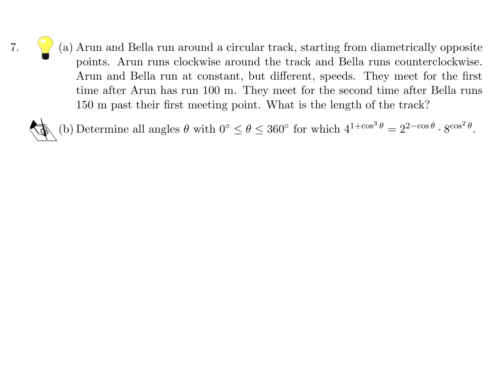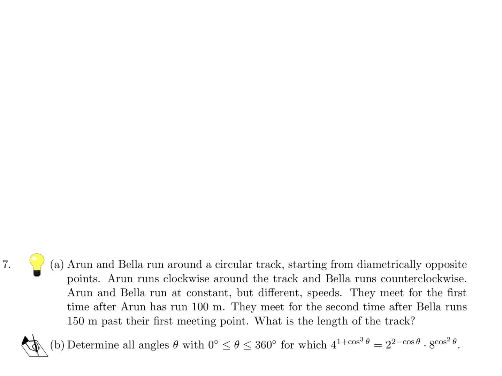Arun and Bella run around a circular track starting from diametrically opposite points. Arun runs clockwise around the track and Bella runs counterclockwise. Arun and Bella run at a constant but different speeds. They meet for the first time after Arun has run 100 meters. They meet for the second time after Bella runs 150 meters past their first meeting point. What is the length of the track?